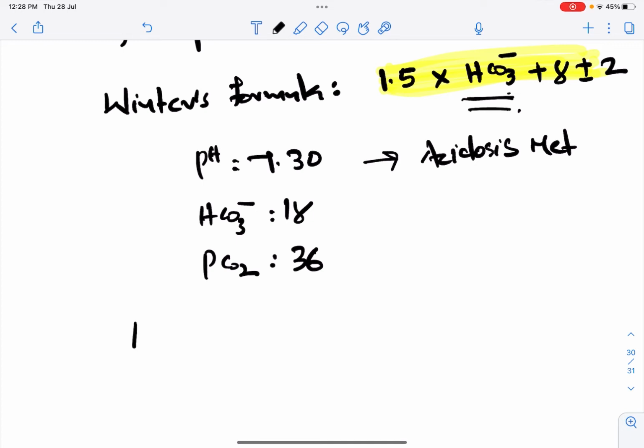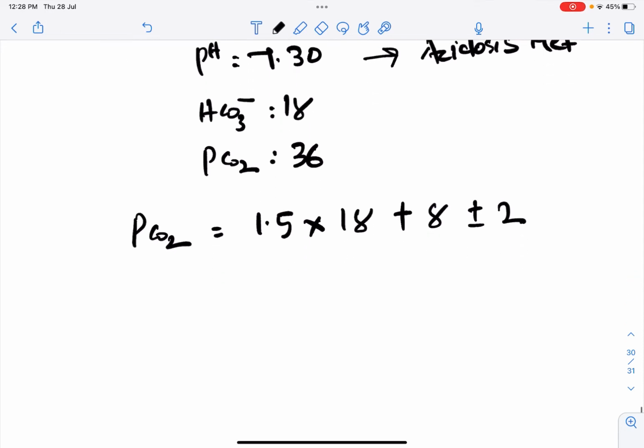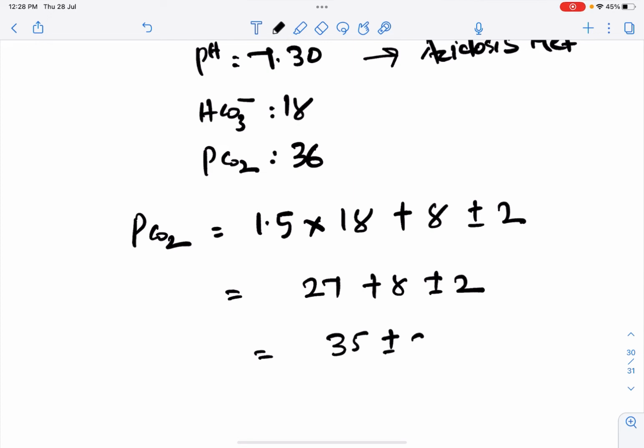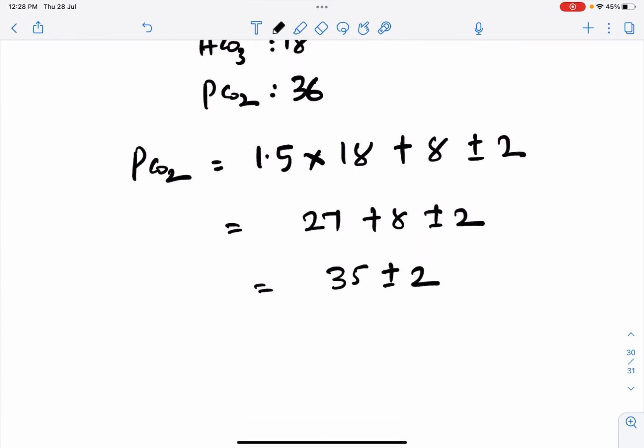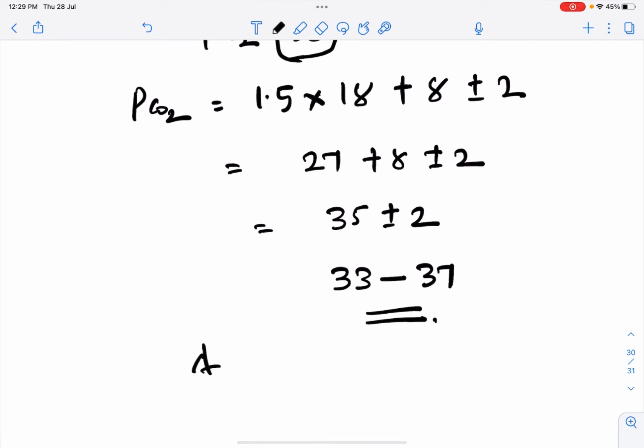So the expected PCO2 is 1.5 times bicarbonate, which is 18, plus 8, plus or minus 2. That is 27 plus 8, plus or minus 2, which equals 35 plus or minus 2. That is, we are expecting a PCO2 in the range of 33 to 37. This is the expected PCO2, and in our patient the PCO2 is 36. So the compensation is adequate.